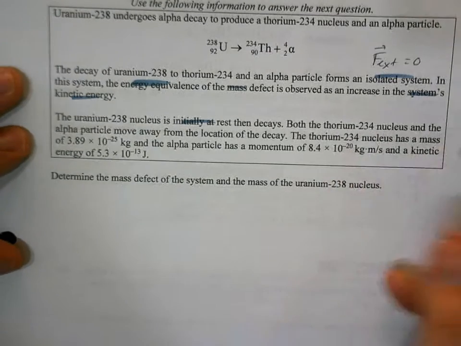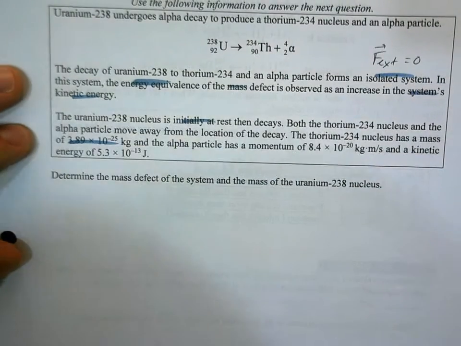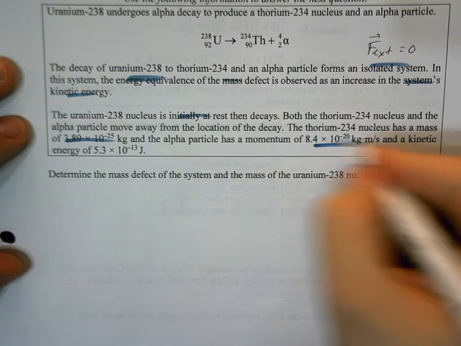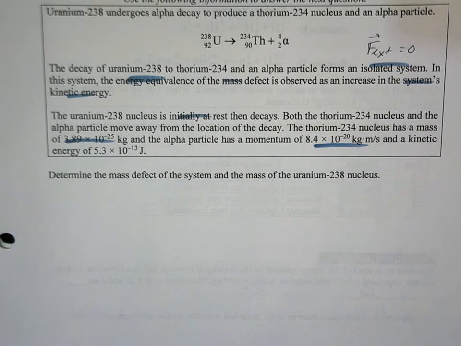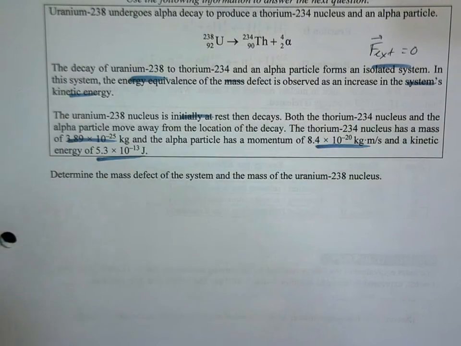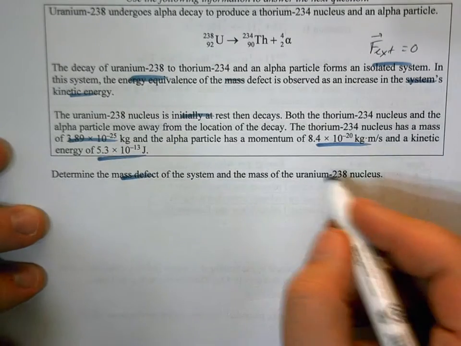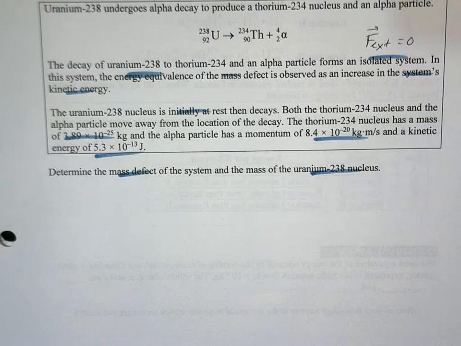The thorium-234 nucleus has a mass of 3.89 times 10 to the minus 25 kilos, and the alpha particle has a momentum of 8.4 times 10 to the minus 20 kilogram meters per second, and a kinetic energy of 5.3 times 10 to the minus 13 joules. We would like to find the mass defect of the system and the mass of the uranium-238 nucleus.